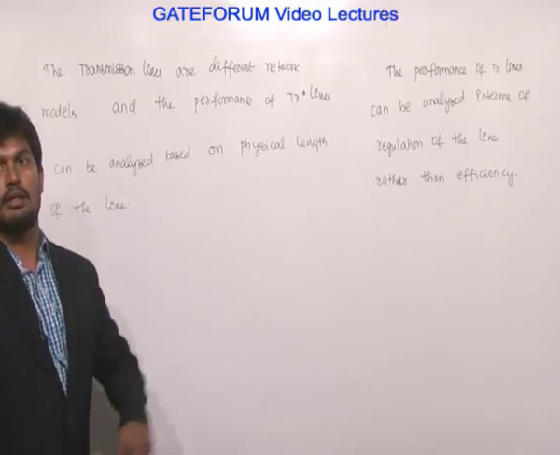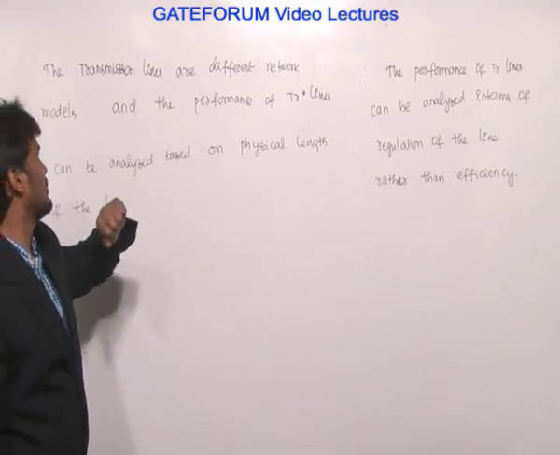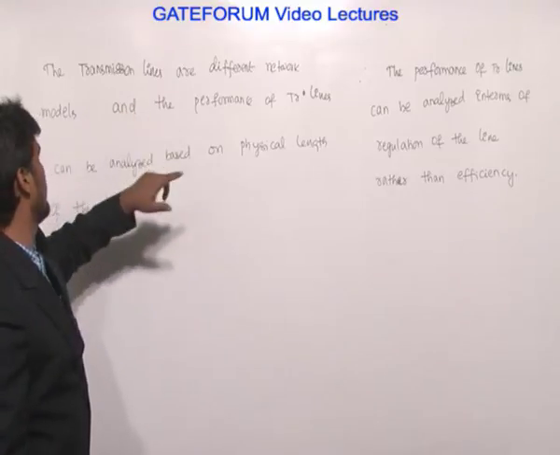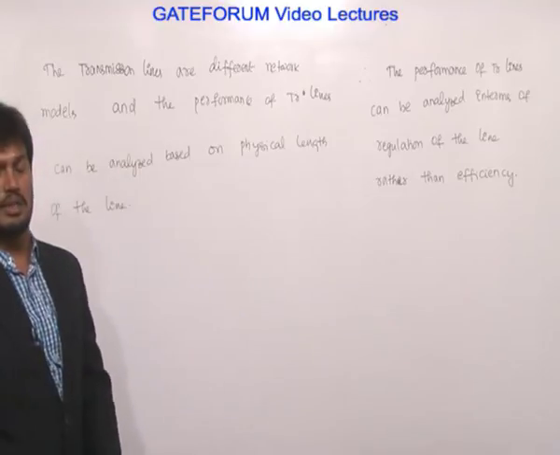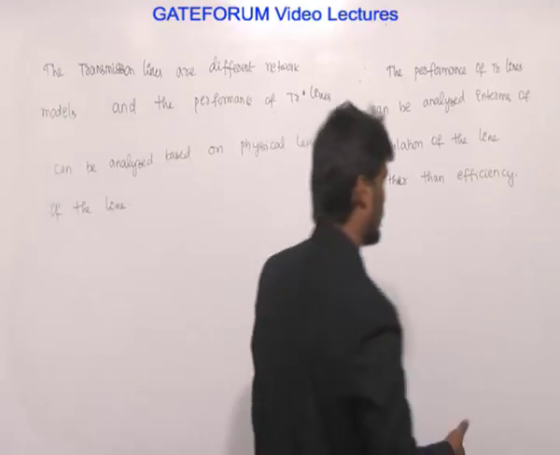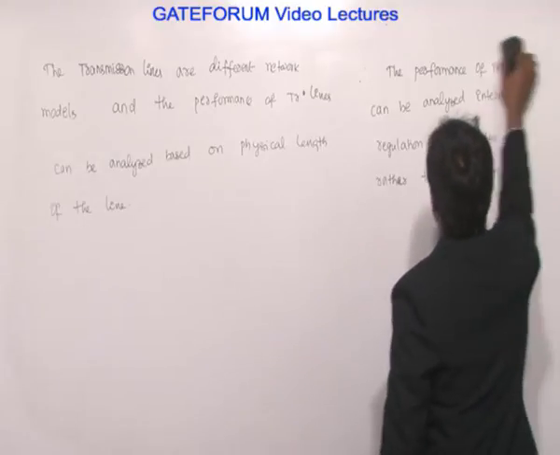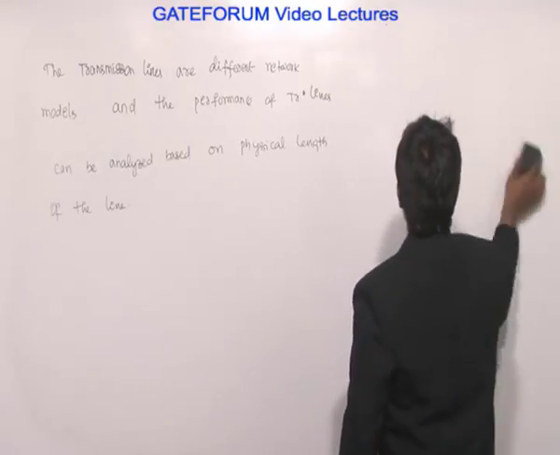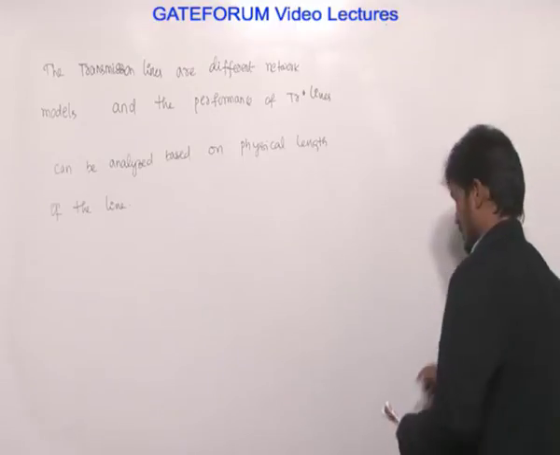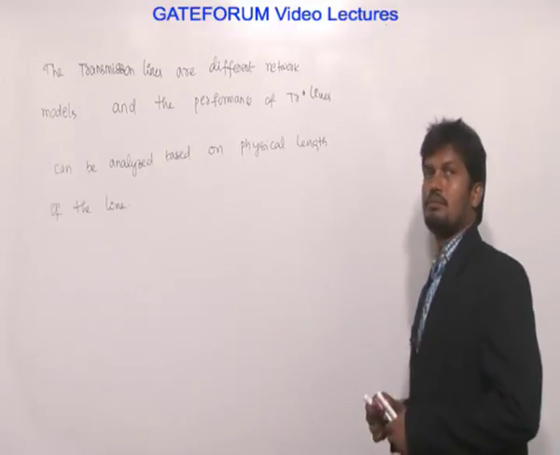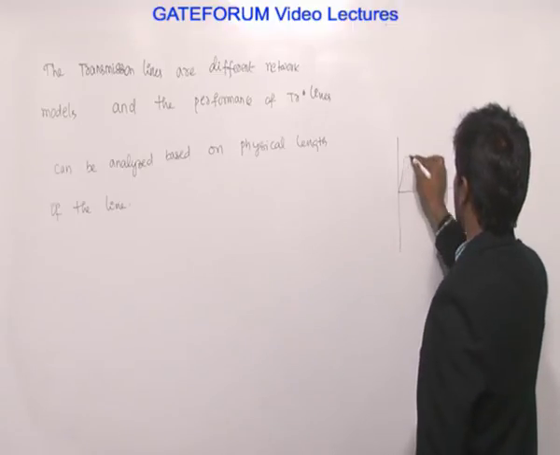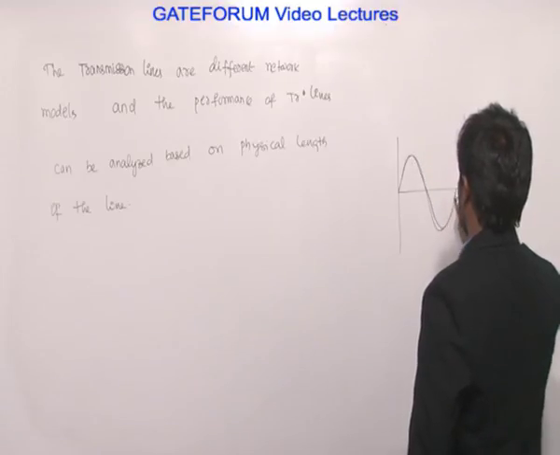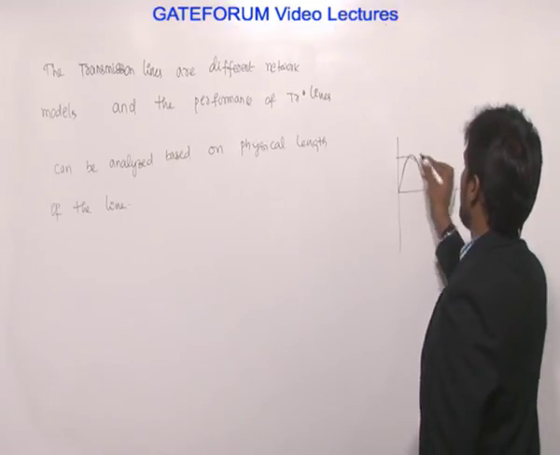Let's come to the discussion. Transmission lines have different line lengths. Hence, the performance of transmission line can be analyzed based on physical length of the line rather than wavelength. How is it? Input to the system is a sinusoidal waveform.